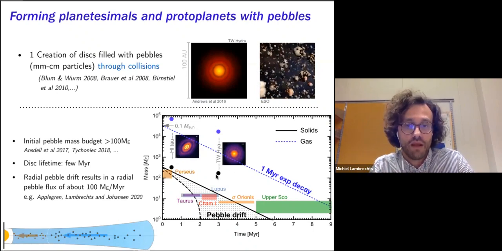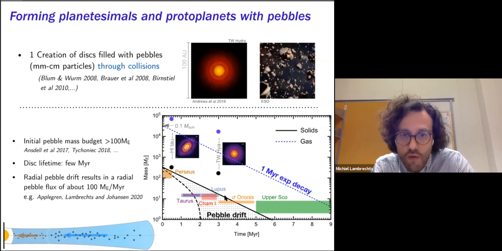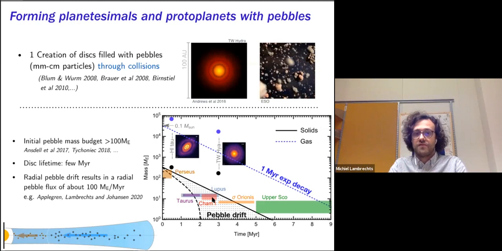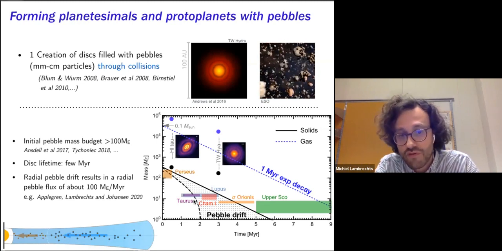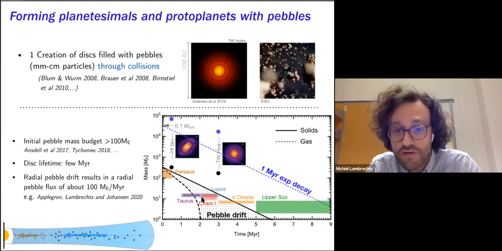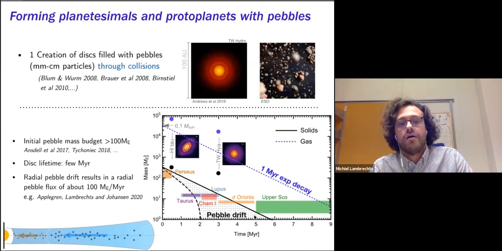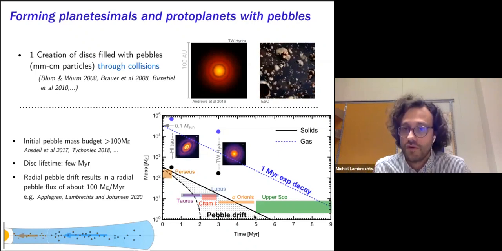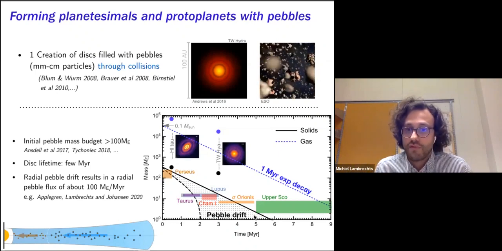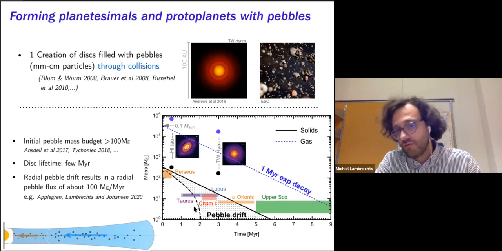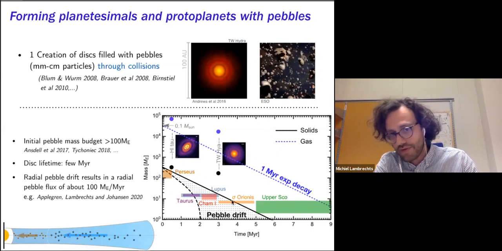But typically, it seems that over time, the mass reservoir decays. So with a disk lifetime of a few million years, you find that after a few million years, you have about 10 to maybe even an Earth mass of pebbles left. So roughly speaking, you can say that there is a radial flux of about 100 Earth masses of pebbles per million years, and an exponential decay is not an extremely bad fit, although you can make better pebble-drift models that do better.